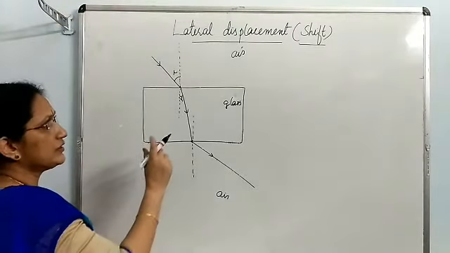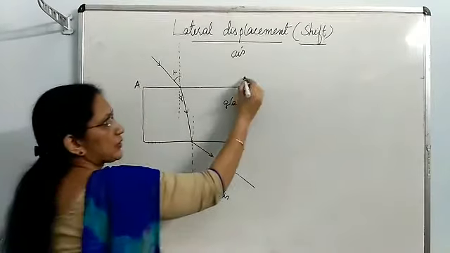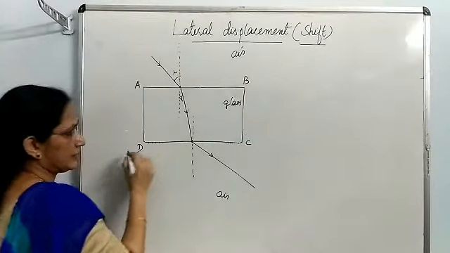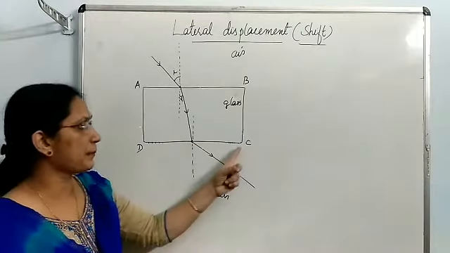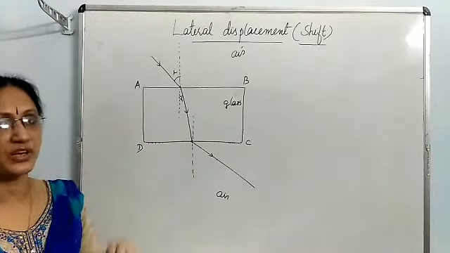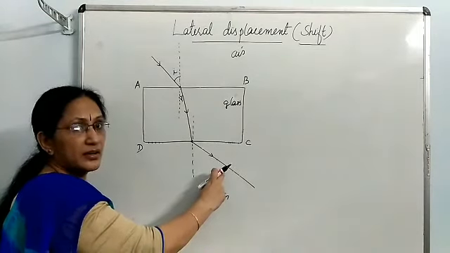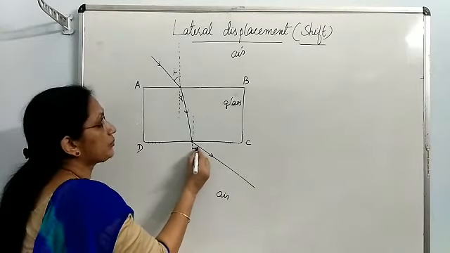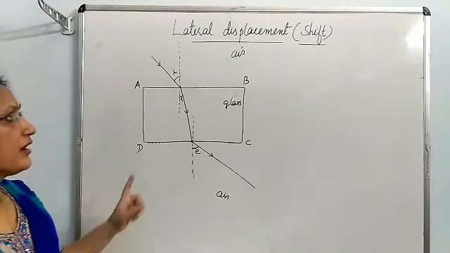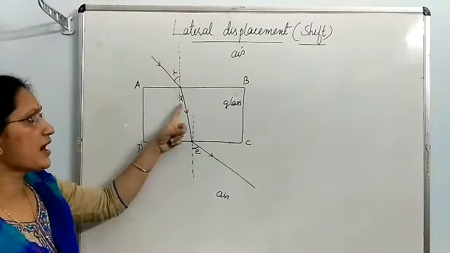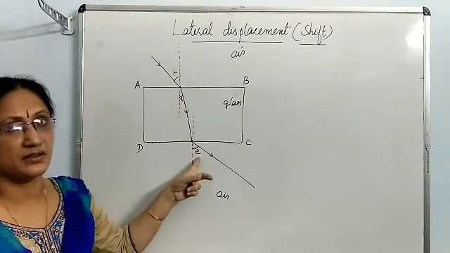The first refraction happened on this surface of the glass block. I am naming the glass block ABCD. The first refraction happened on the surface AB. The second refraction happened on the surface CD. So refraction happened two times. The name given to this ray is the emergent ray. The angle between the emergent ray and the normal is called the angle of emergence. So you have to remember three angles here: angle of incidence, angle of refraction, and angle of emergence.